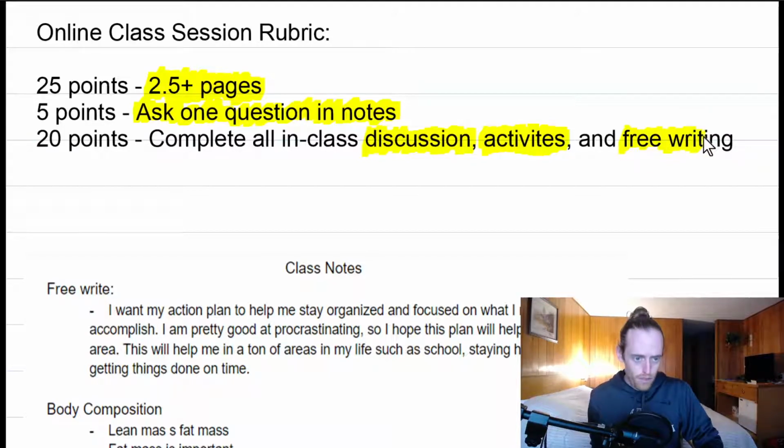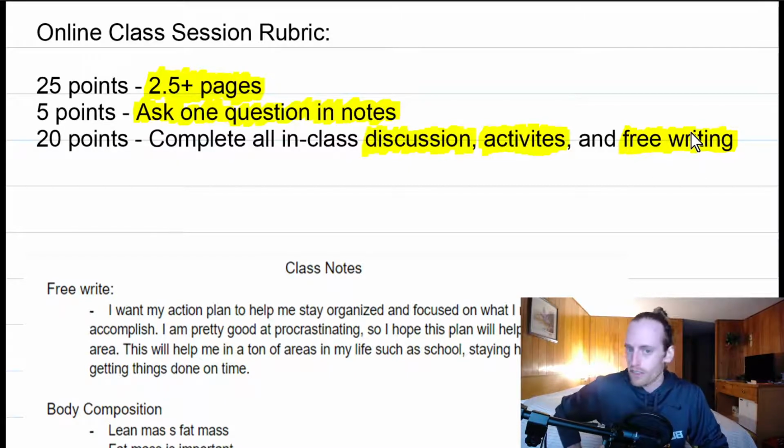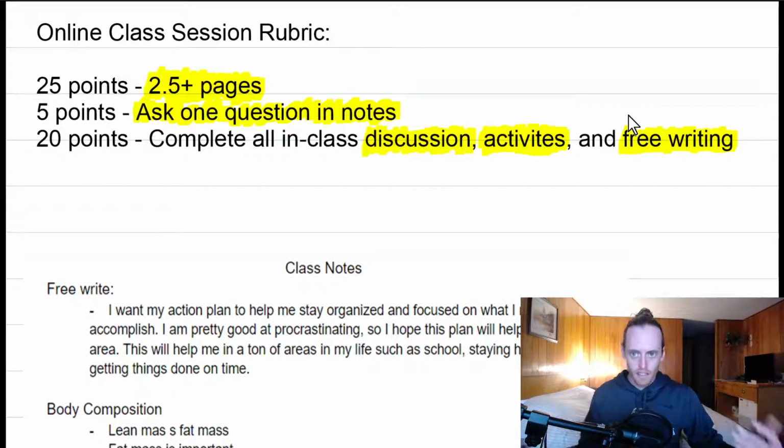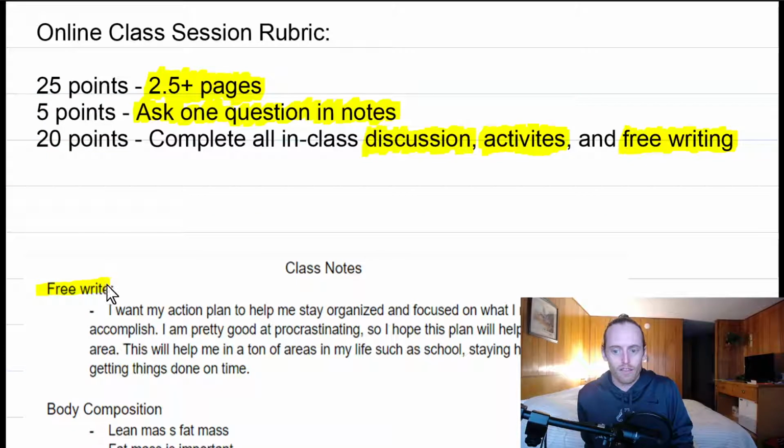So what free writing is, is just writing your thoughts on the paper. You're not worried about spelling. You're not worried about grammar, sentence structure, any of that lame stuff. All you're doing is writing your thoughts and getting them out there, because if we write our thoughts, it helps us organize them a little bit. So we're going to be doing a lot of that in class. And here you actually see an example of free writing, right?